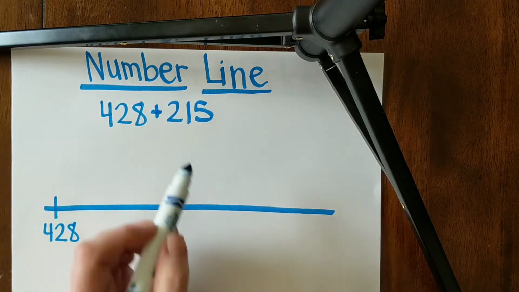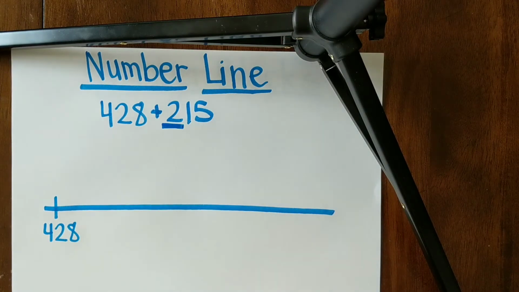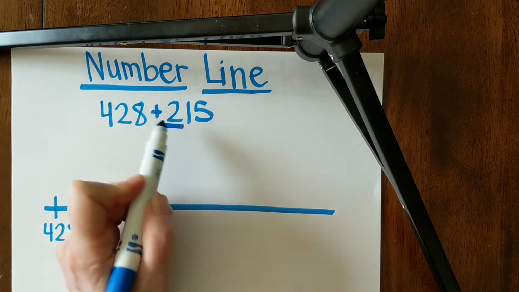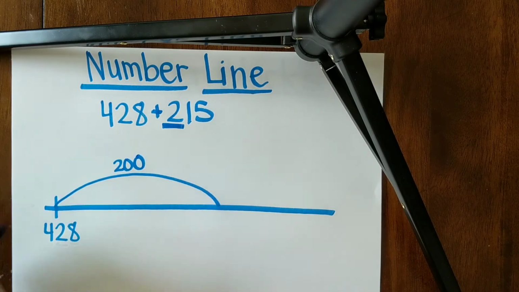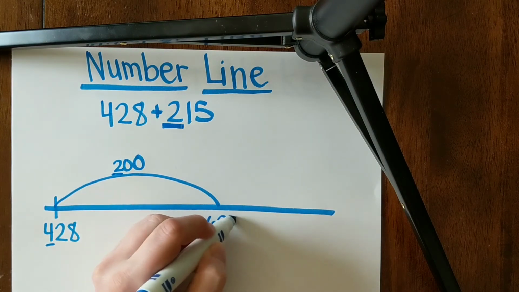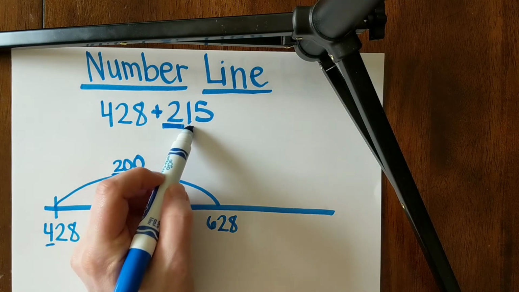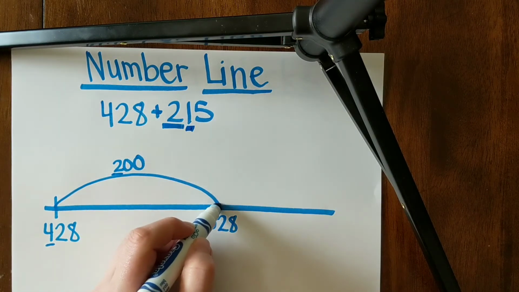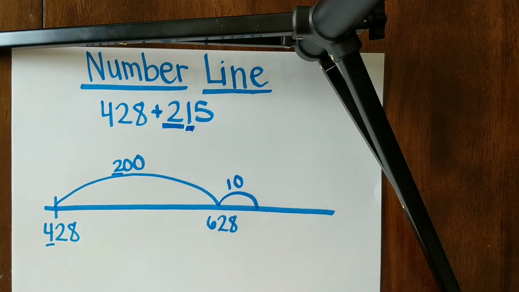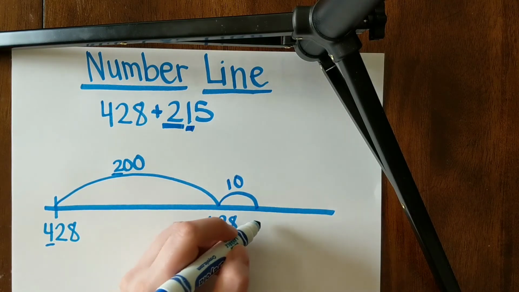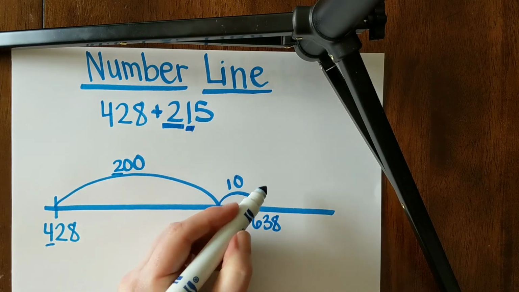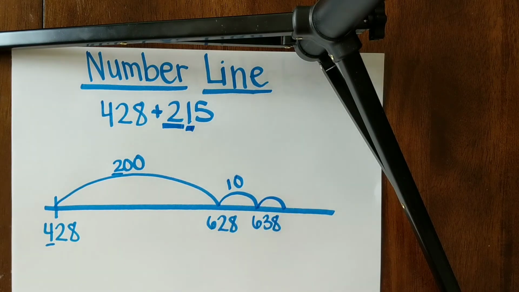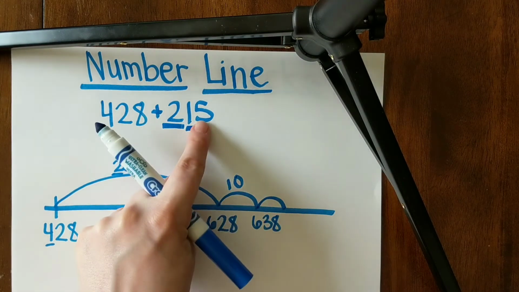Okay, I'm gonna now hop 200 places on my number line. So 400, if I jump 200, okay, I can add that 2 to my 4 and know I'm at 628. Now I'm gonna add that next place value of 10. So if I jump 10 more, 628 plus 10 is 638. Now I just need to add 5 more onto that. So 638 plus my 5.